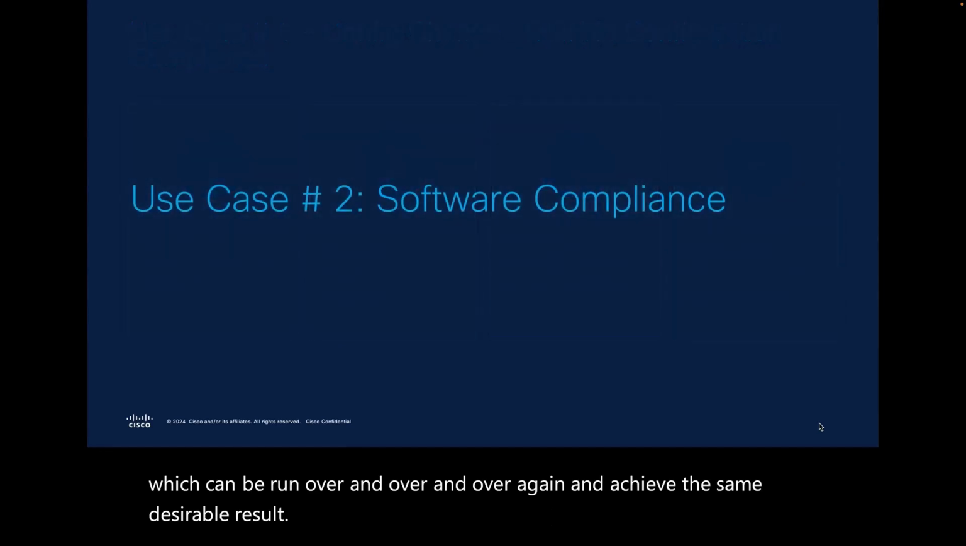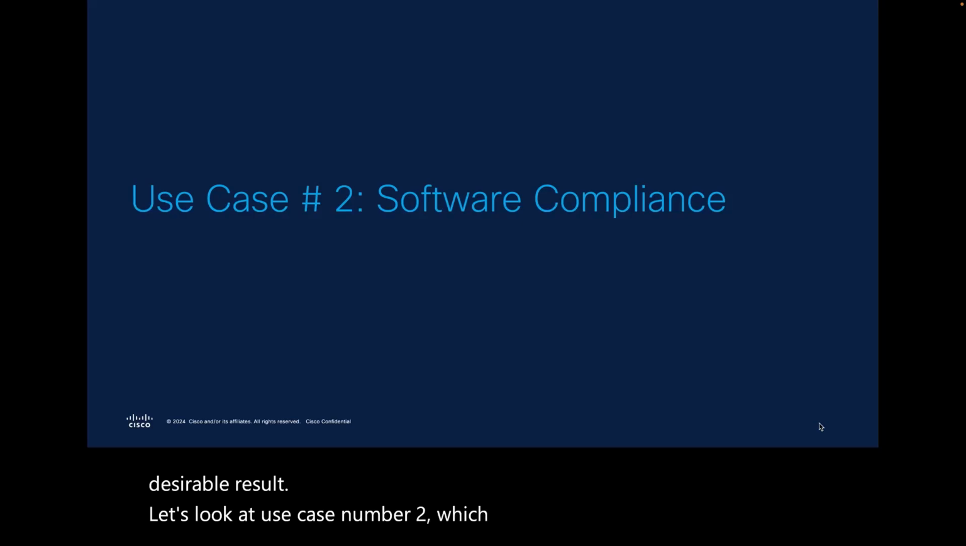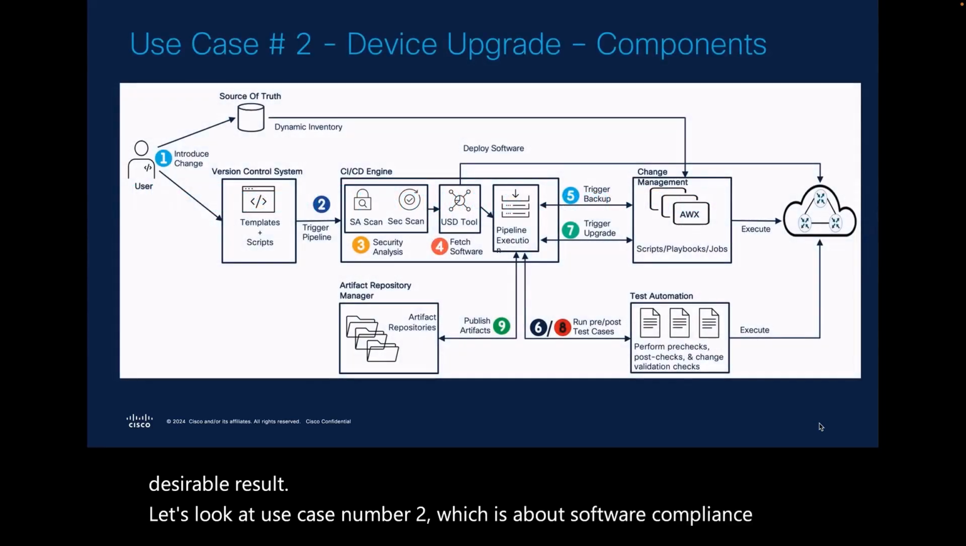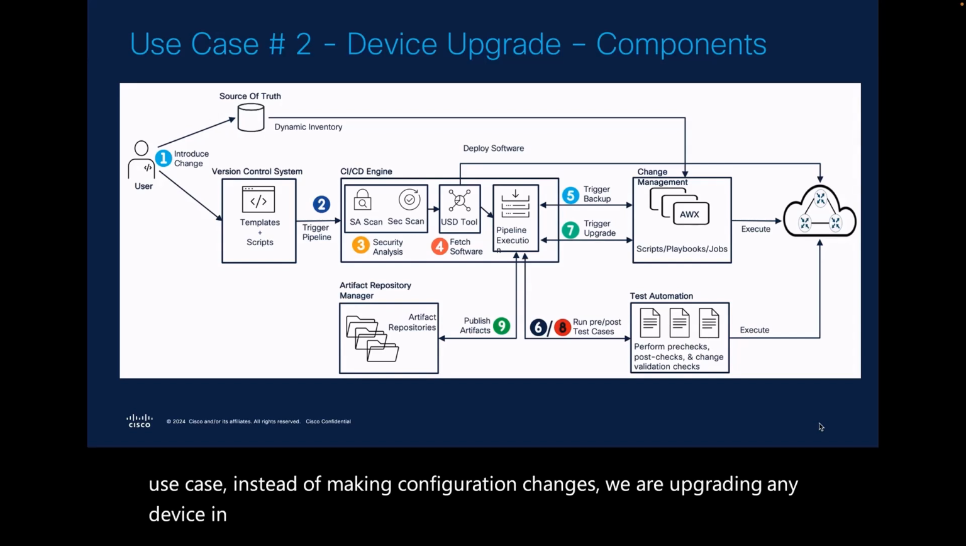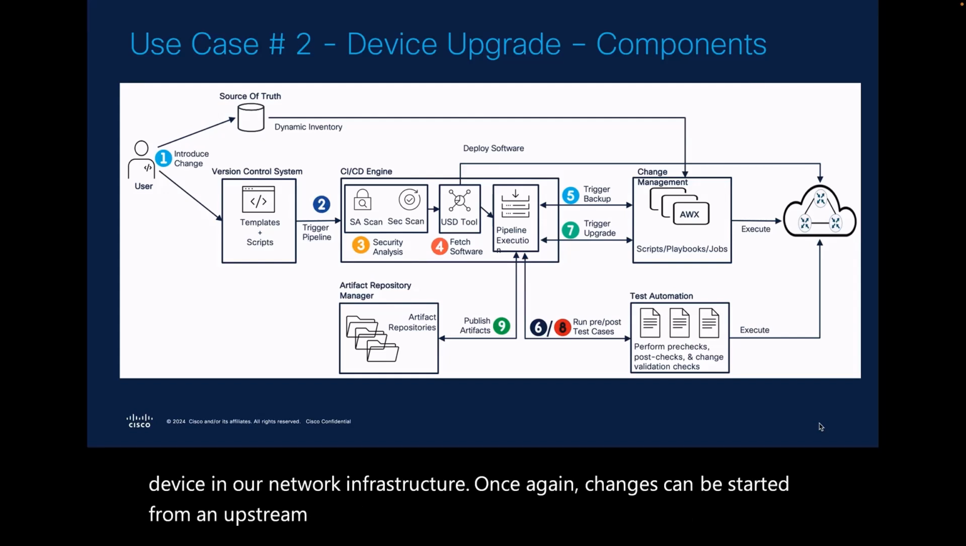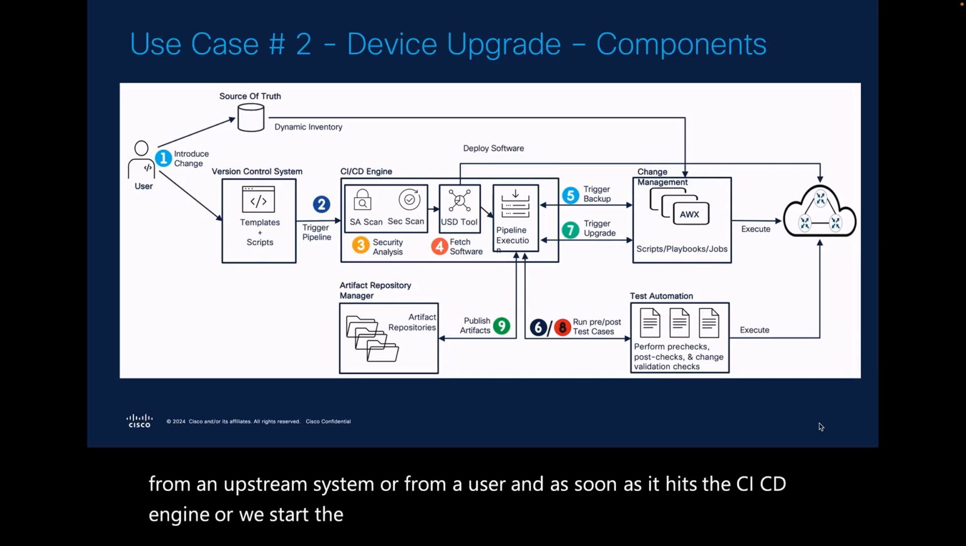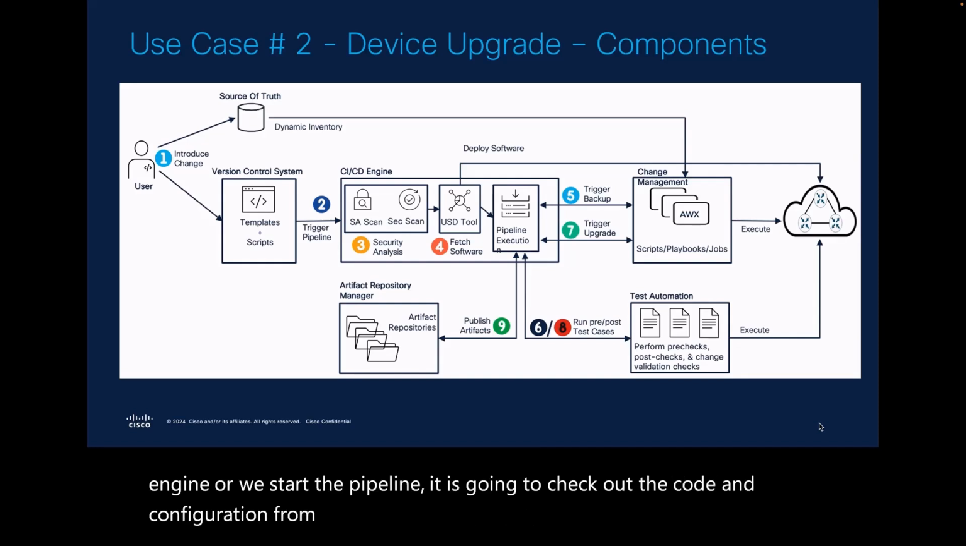Let's look at use case number 2, which is about software compliance. In this use case, instead of making configuration changes, we are upgrading any device in our network infrastructure. Once again, changes can be started from an upstream system or from a user, and as soon as it hits the CI/CD engine or we start the pipeline, it is going to check out the code and configuration from the version control.